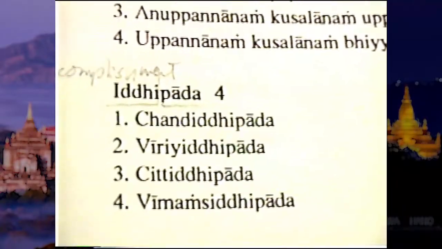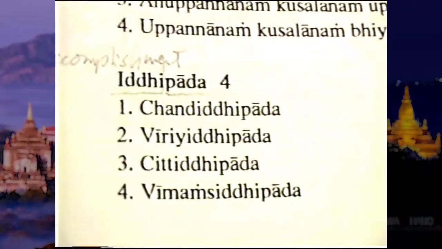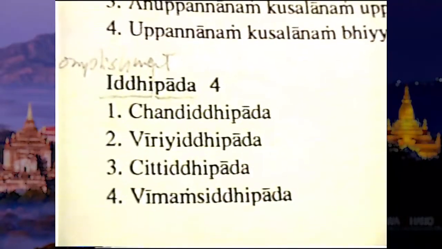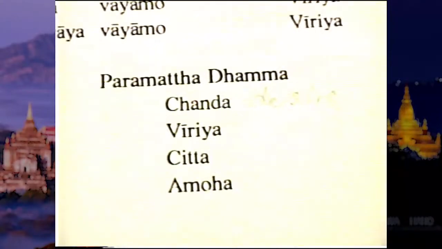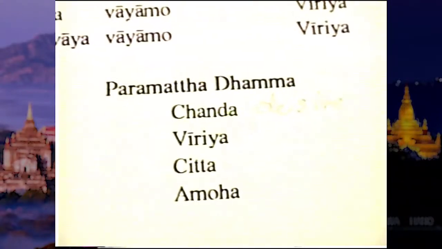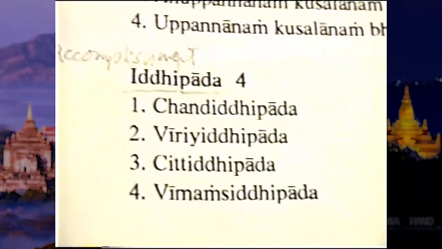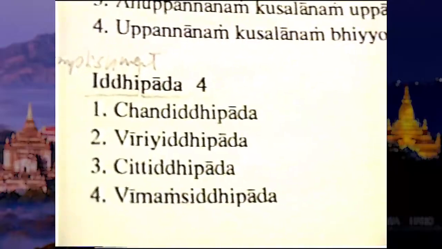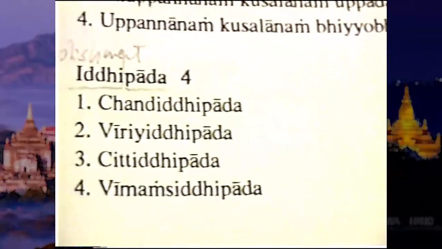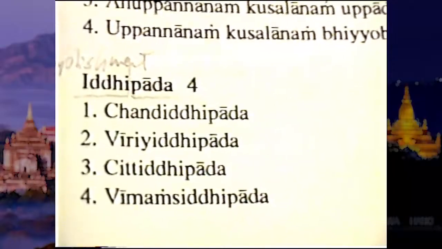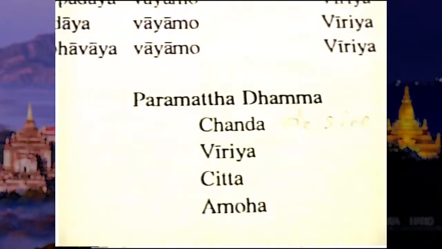And the second one is Viriyiddhipada, Viriya as a means to accomplishment. And the third one is Chittiddhipada, Chitta as a means to accomplishment. And the fourth is Vimansiddhipada. Vimansa means panna. So panna as a means to accomplishment.